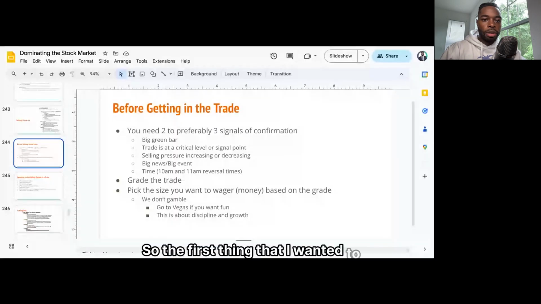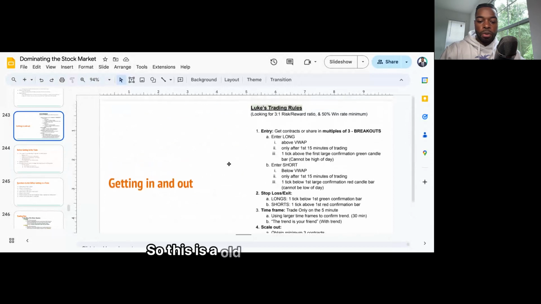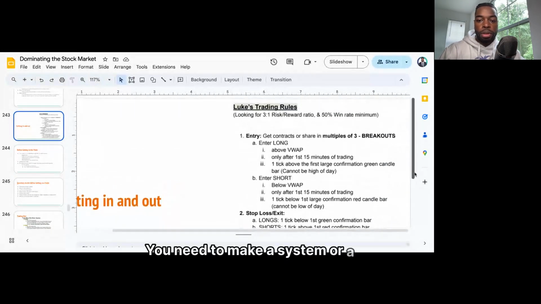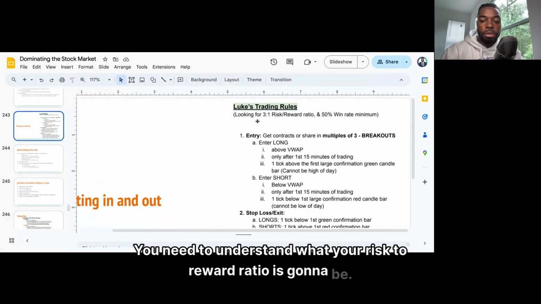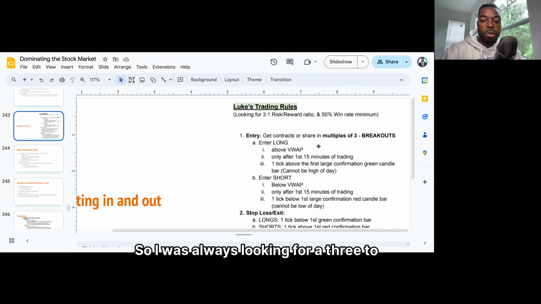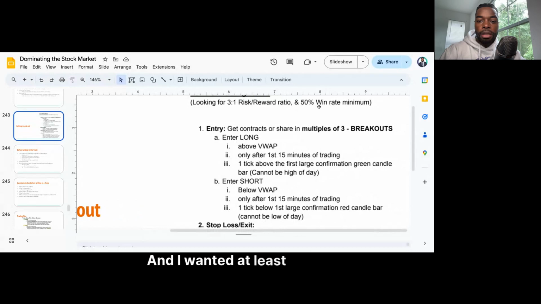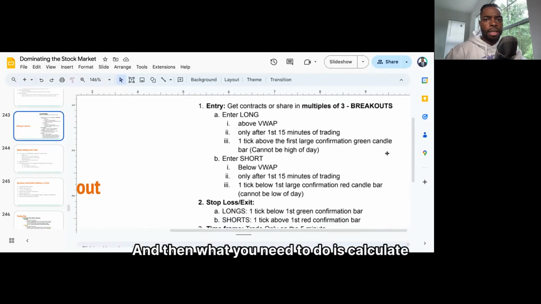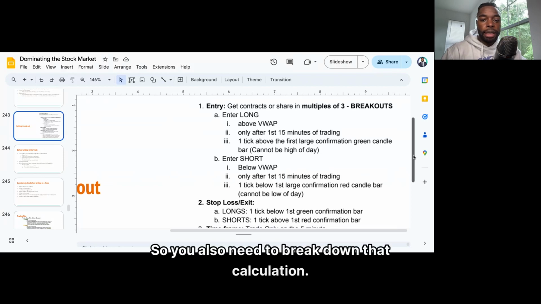So the first thing that I wanted to show you guys is getting in and out. This is an old style that I used to use to get in and out of trades. You need to make a system or a set of rules for getting into trades. You need to understand what your risk to reward ratio is going to be. I was always looking for a 3-to-1 risk to reward ratio, as you could see here, and I wanted at least a 50% win rate. Then you need to calculate how much that win rate will get you with the risk to reward. So you always need to break down that calculation.